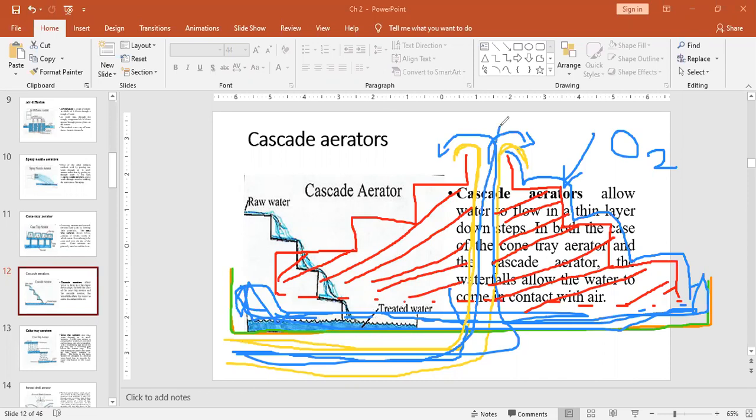The water will rise up to the top, and then slowly, in a thin layer, it will start falling down from each step. While falling down from each step it is converting into a thin layer, and because of the thin layer the atmospheric oxygen comes into contact with the water, increasing the dissolved oxygen level in water. At the same time, the solar radiation is also passing on these, and hence the killing of bacteria is also getting performed.